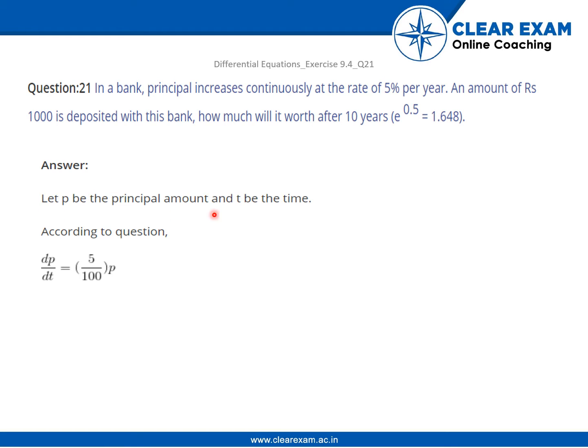Let P be the principal amount and T be the time. According to the question, dP/dT is equal to 5% per year, right? So 5 upon 100 into P. So taking P on the left side and T to the right side, integration of 1 upon P dP is equal to integration of 5 upon 100, which is 1 upon 20, dT. So log P is equal to 1 upon 20 T plus C.